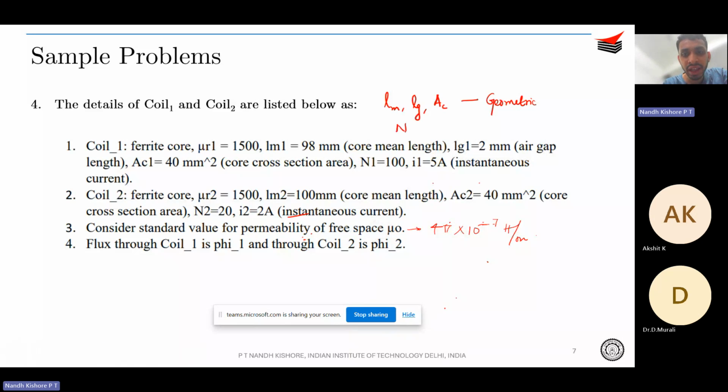And the moment they give N and I, it means that MMF is given, correct? Because obviously your MMF is N into I. So you try to gauge from the question what parameters are given. Okay, so N and I are given. Since N and I are given, you know that the MMF is given.